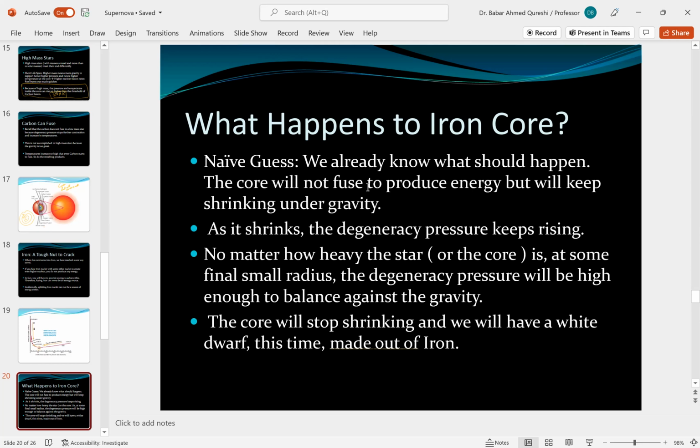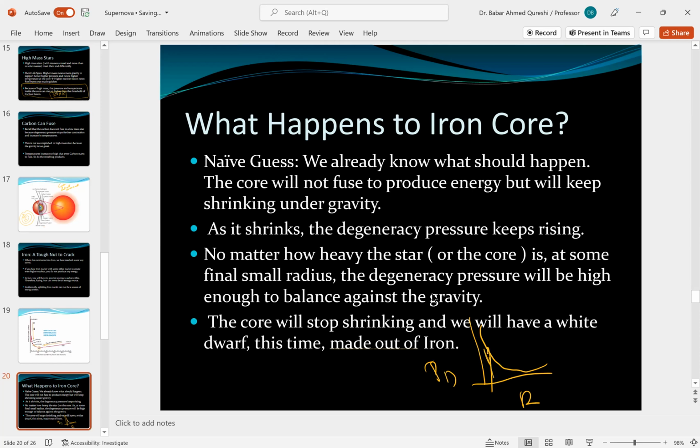The core will not fuse to produce energy because that's not allowed by nuclear physics, nuclear chemistry, but it will keep shrinking under gravity. And as it shrinks, the degeneracy pressure keeps rising. And no matter how heavy the star is, at some final small radius, the degeneracy pressure will be high enough to balance against the gravity. Because remember, the degeneracy pressure keeps rising as you decrease the radius.